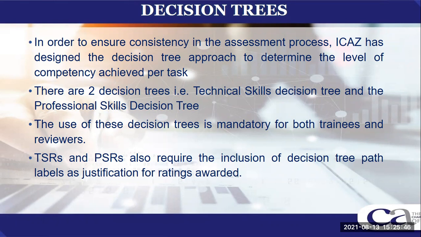this is the decision tree path you took in order to say that you are a level 4 or level 3, right? And when the reviewer is reviewing your performance, in order to reach a conclusion, they also have to follow the decision tree so that they can come to an appropriate conclusion, right? So as I highlighted, TSRs and PSRs, technical skills reviews and professional skills reviews, require the inclusion of the decision tree path labels as justifications for ratings awarded.